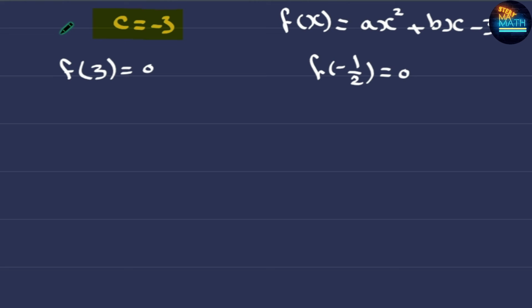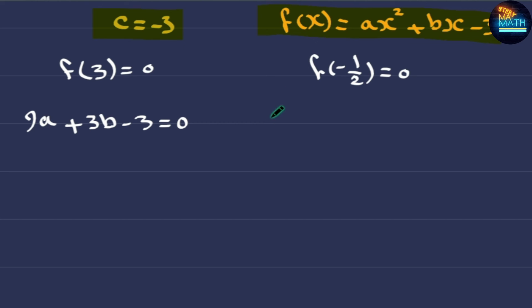So substituting x with 3 in the function, f of x is equal to ax squared plus bx minus 3, because you already have c here, c is negative 3. So 3 to the power of 2 times a, which is 9a, plus b times 3, which is 3b, minus 3 is equal to 0.